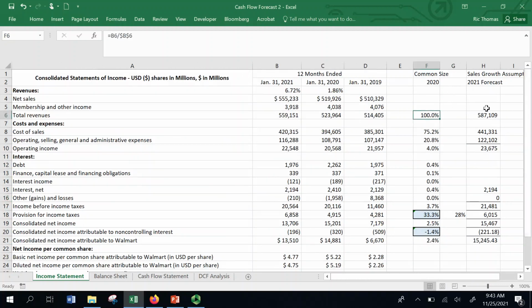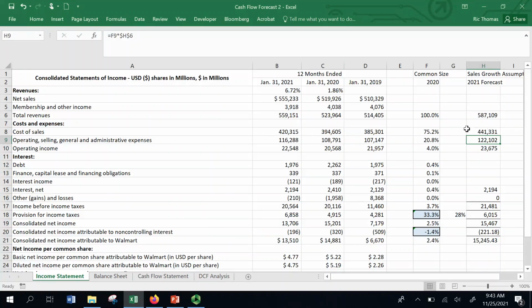So I've got 587 now, so if I want to get cost of sales, now all I'm going to do is take this 75.2% number, and I'm going to multiply that by 587. So you can see that here. That's F8 times H6. And that's what I've also done here for SG&A. So I'm keeping everything constant in terms of percentages relative to sales.